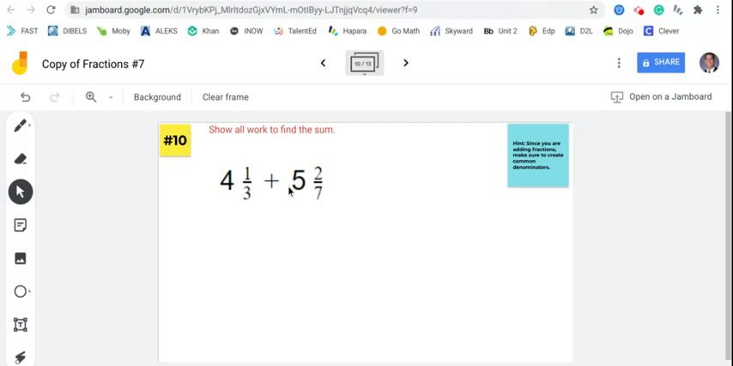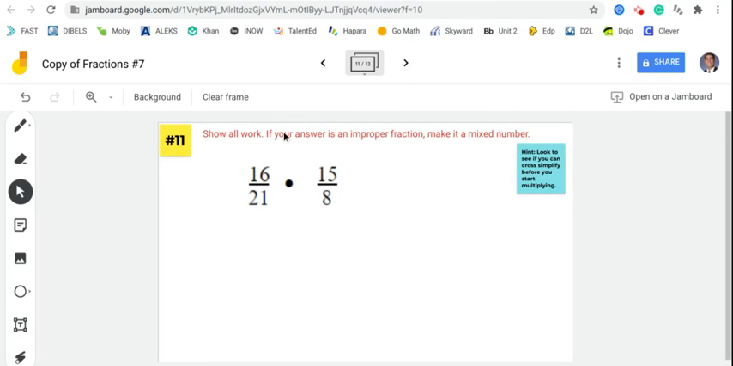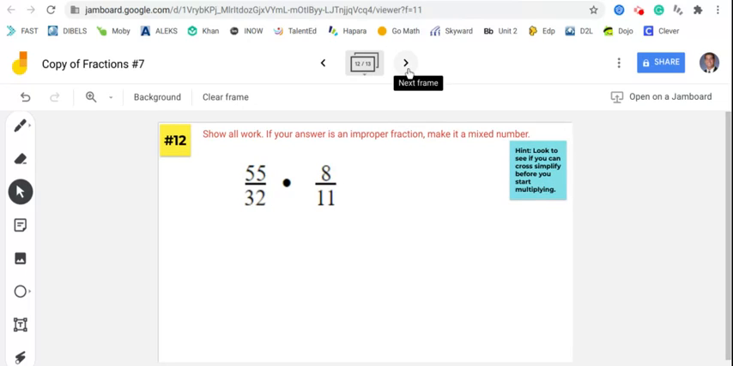Number 10, I am adding, right? There's the plus sign that says show all work to find the sum. And of course, we know the sum is the answer to an addition problem. I have a hint over here in a blue sticky note that says since you are adding fractions, make sure to create common denominators so that you can add the fractions. Number 11, you're multiplying. Hint, cross simplify before you start multiplying. Number 12, multiplying fractions. I would encourage you to cross simplify before you start multiplying.